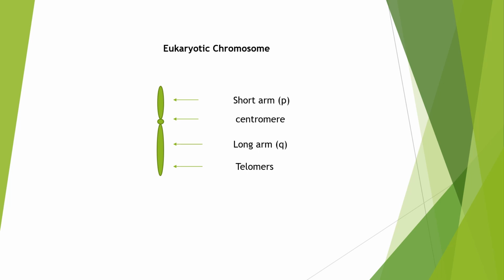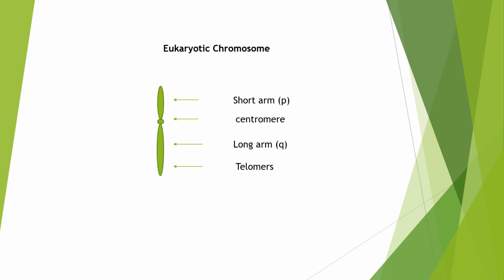Structurally, this chromosome in case of a eukaryote has one centromere at the center and two chromatid arms. Of these two chromatid arms, the short arm is also called the P arm, and the long arm is called the Q arm. At the end of these two chromatid arms, there is a region called the telomeres. These two telomeres are very important because they give stability to the chromosome.